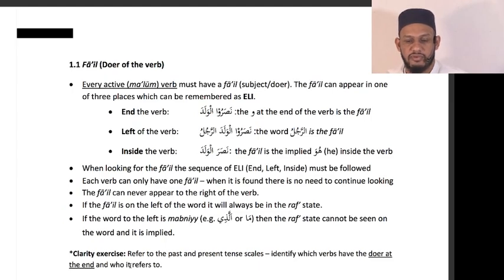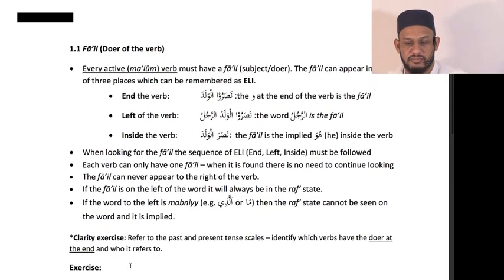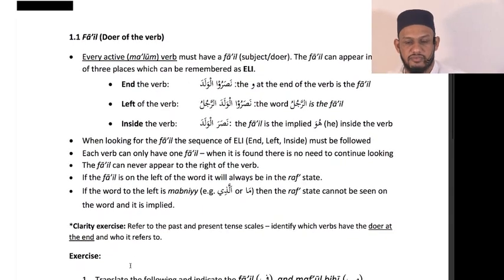When looking for the fa'il, the sequence of eli must be followed. Each verb can only have one fa'il. There's no need to continue looking if you found the fa'il. The fa'il can never appear to the right of the verb. If a fa'il appears to the right of the verb, for example, al-waladu, nasara, al-binta, then that word al-waladu will normally be the mubtada, no longer the fa'il.